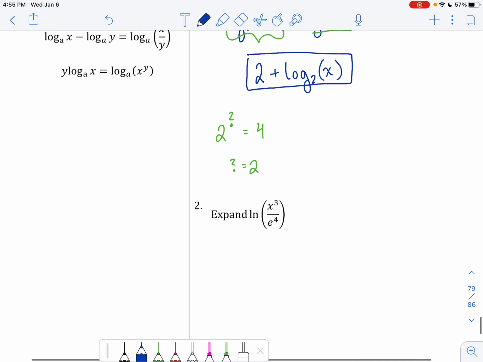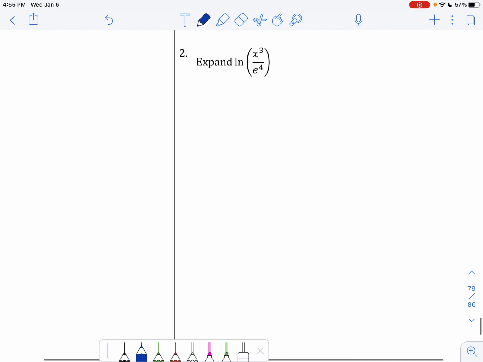For number 2, expand ln of x cubed over e to the 4th. So the same rules that apply for regular logs where the base is written still apply for the natural logs. It's the same rule. So we see division here, which means that we're going to turn that into a subtraction problem. So in this case, we will say ln, since that's our log, of x to the 3rd minus ln of e to the 4th.